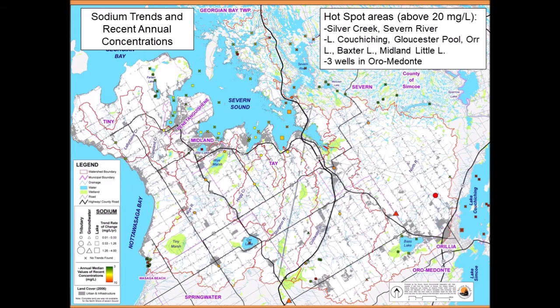With the analysis, we discovered a few problem areas in the watershed. Definitely in the Silver Creek area, which is the circle over towards Lake Couchiching. The Severn River had higher concentrations as well. Lake Couchiching itself, Gloucester Pool, Orr Lake, Baxter Lake, Midland Little Lake, and there were 3 wells in Oro-Medonte that had higher concentrations, above 20 milligrams per liter. This is more of a human health concern, so if folks are using water from those areas as a drinking water source, and if there are any health considerations, that might be a conversation they want to have with their health practitioner.